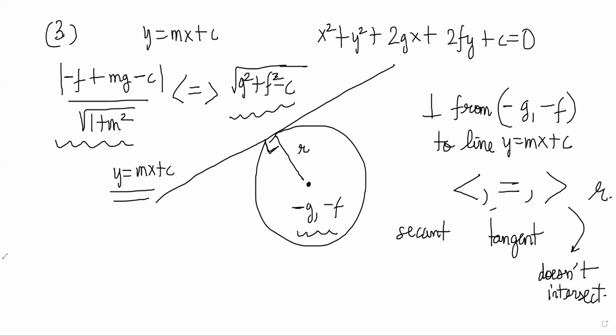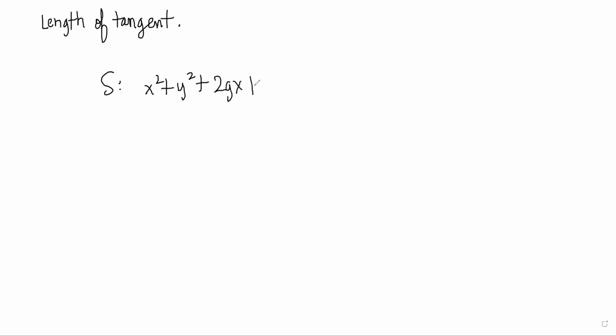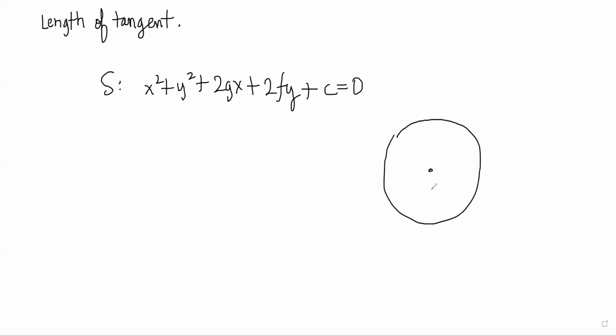The next idea is length of tangent from a point to a circle, right? So if the equation of the circle is S: x square plus y square plus 2gx plus 2fy plus c equals 0, the center of the circle is minus g, minus f. And you have a point here, P(x1, y1). So all you have to do to find length of tangent is find the length of PT.